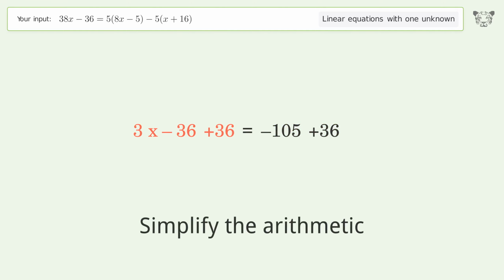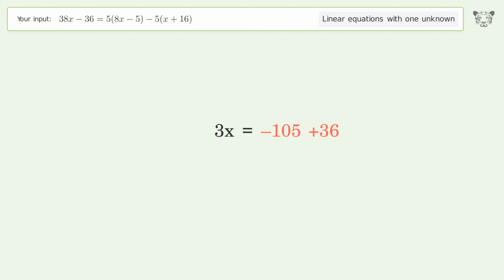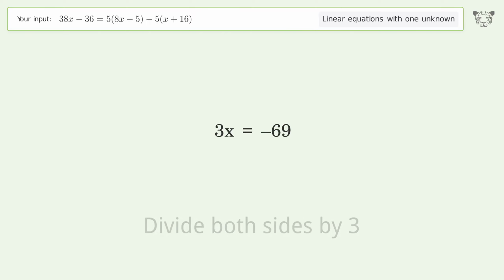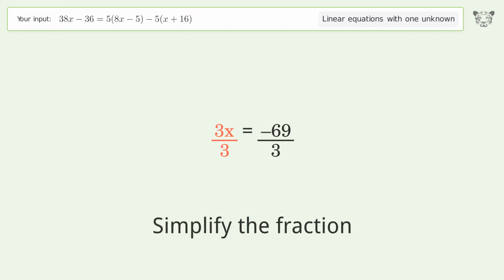Simplify the arithmetic. Isolate the x. Divide both sides by 3. Simplify the fraction.